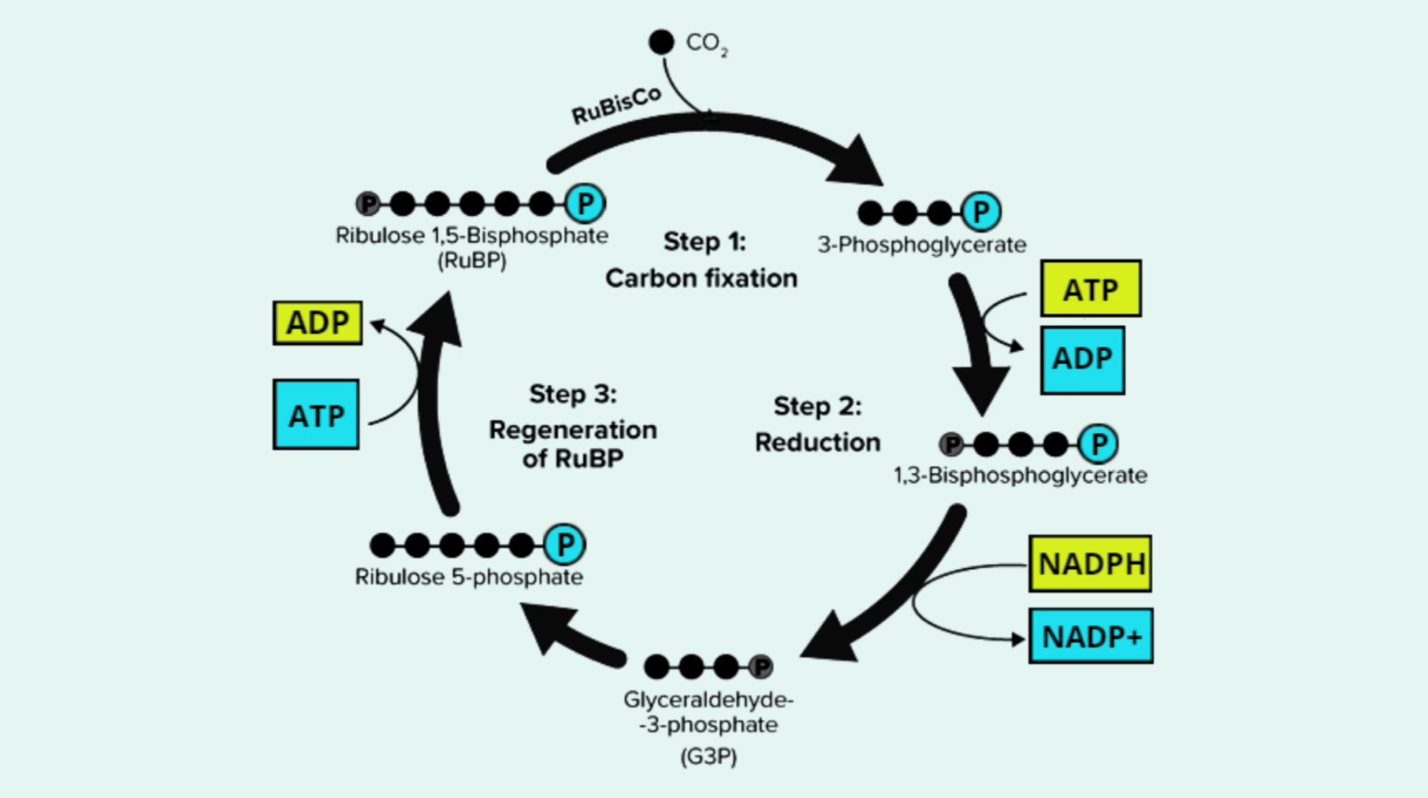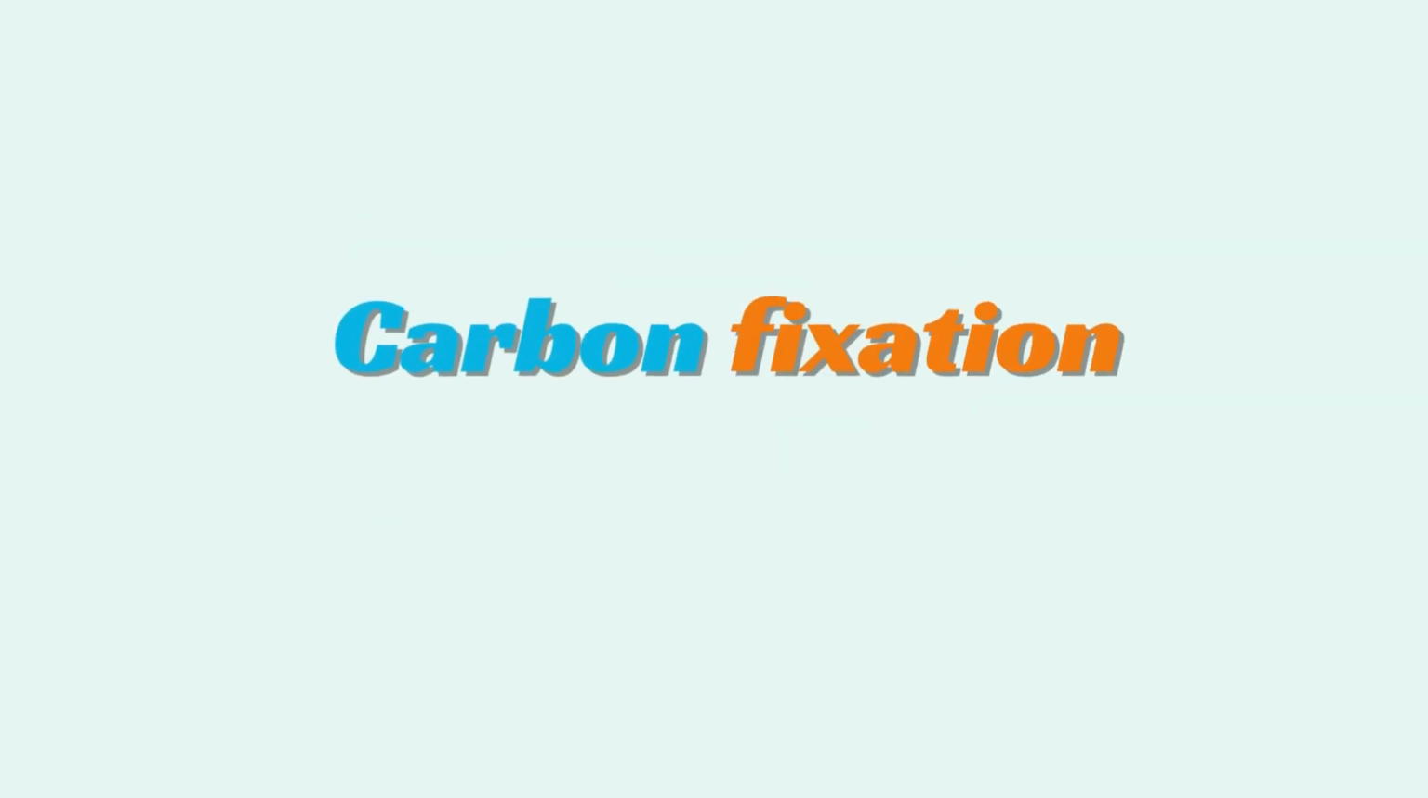But here is the key. This 6-carbon compound intermediate is extremely unstable. It doesn't stick around. Almost immediately it splits into 2 molecules of a 3-carbon compound called 3-phosphoglyceric acid. So the confusion is cleared up. Once you realize the 6-carbon intermediate exists but is too unstable to last, it instantly breaks into two 3-carbon molecules. And this step is called carbon fixation.